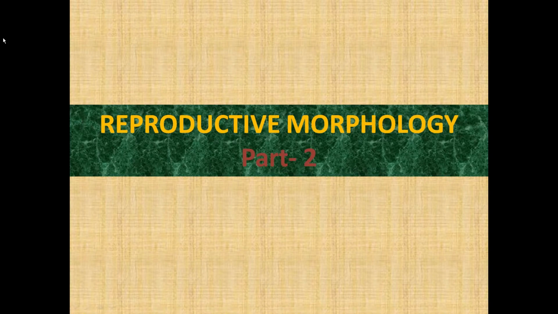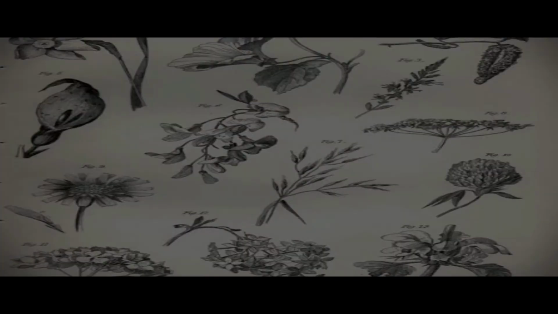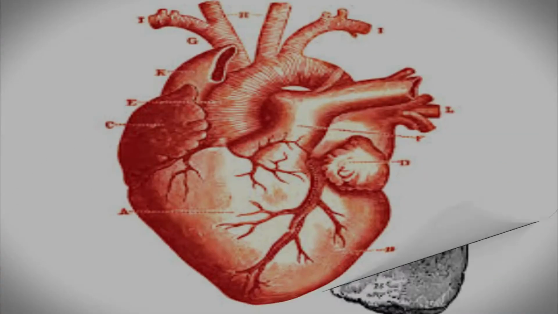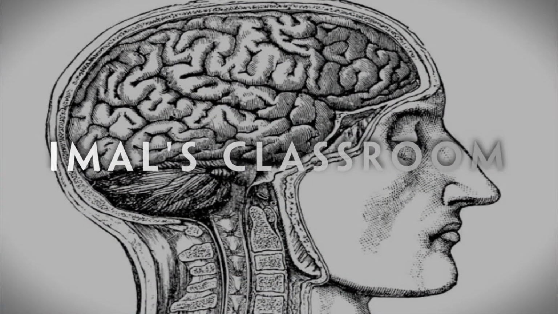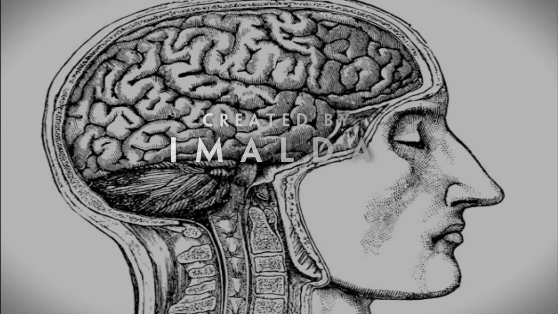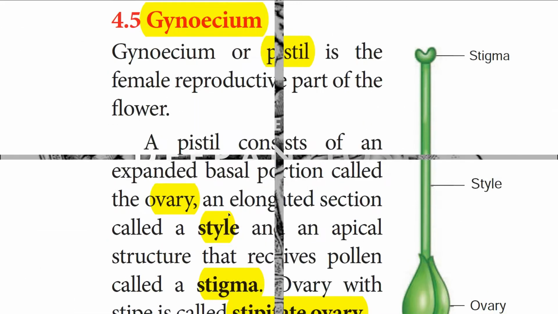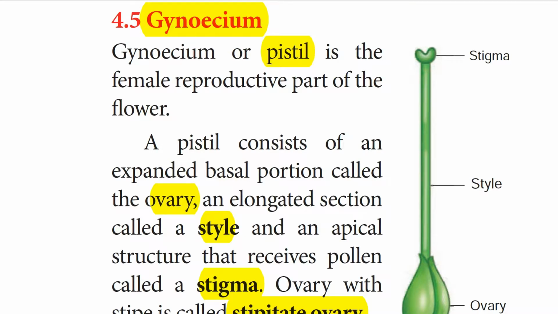Hello students, in this video we are going to learn the second part of the lesson, reproductive morphology. In the first part we have learned about the different types of inflorescence, parts of the flower like petals, sepals and androecium. Now we are going to learn about gynecium.